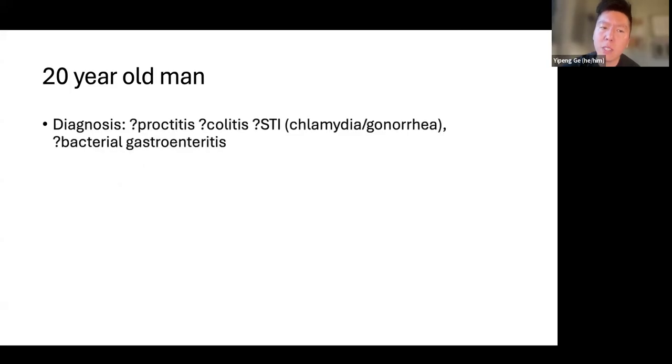So some of the possible diagnoses for this patient might be proctitis, inflammation in the last part of the large colon, or colitis, or a sexually transmitted infection, recognizing the history of receptive anal sex. So you wonder about chlamydia, gonorrhea causing this picture of inflammation to the last part of the colon, to the anal region, causing these symptoms. Or it could be bacterial gastroenteritis.